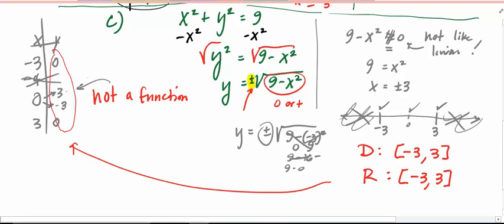If we tried really hard to put in some values to get something greater than 3 in the output, there's no way. If I put in a 0, the biggest I can get is 3. If I put in the biggest x, I'm going to get a 0. So my boundaries are also -3 and 3 for the range. Okay, so we've answered the question that it is not a function, and there's the domain and range.